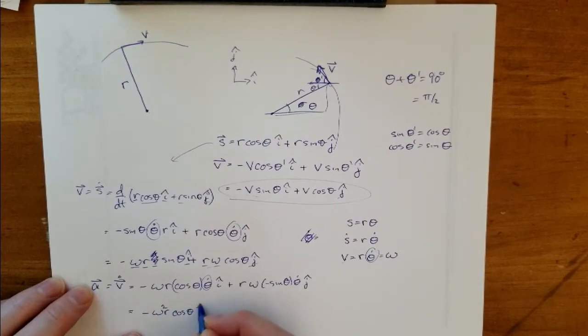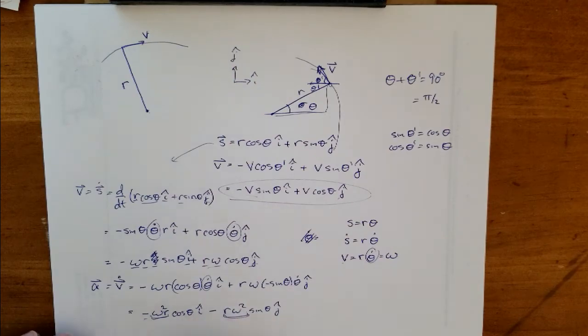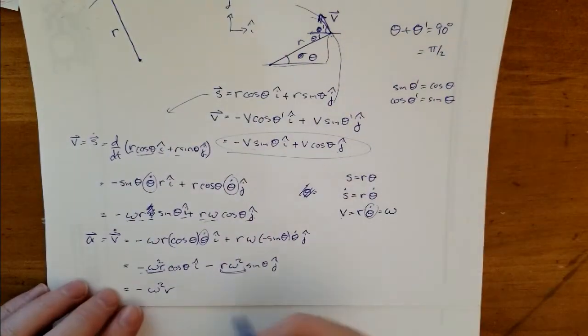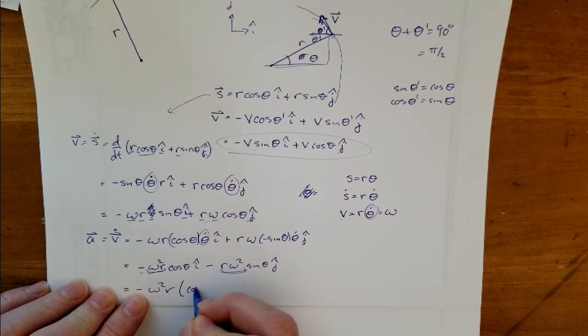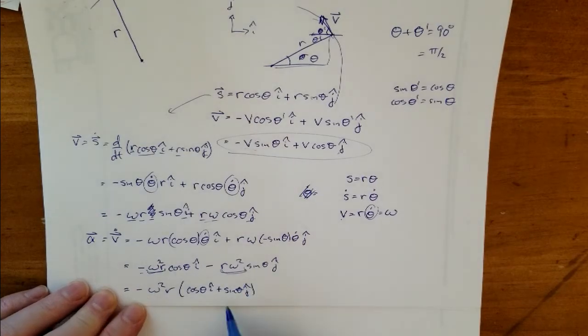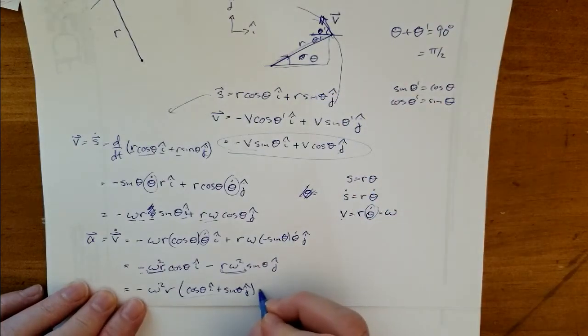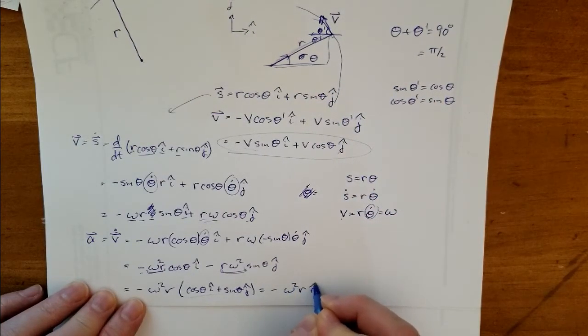cosine theta i hat minus r omega squared sine theta j hat. I can factor, I have the same factor here, so this is negative omega squared r times cosine theta i hat plus sine theta j hat. Well, that is just the unit vector pointing in that direction. So this is negative omega squared r hat.